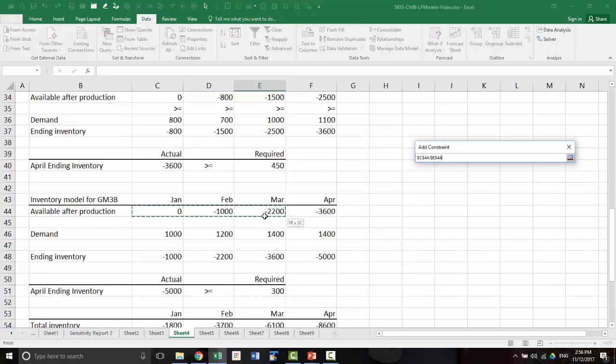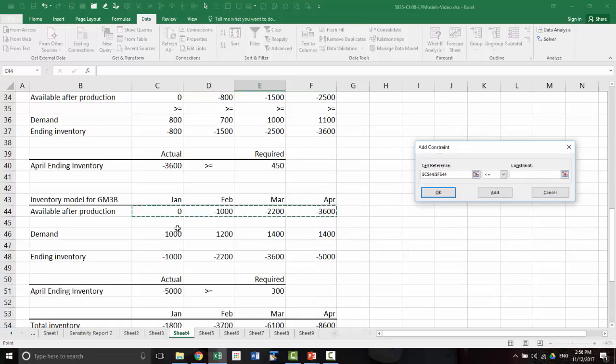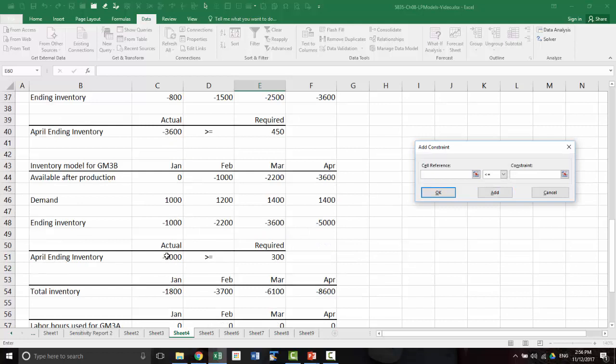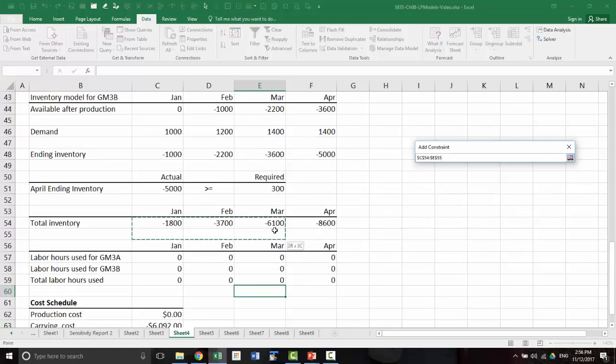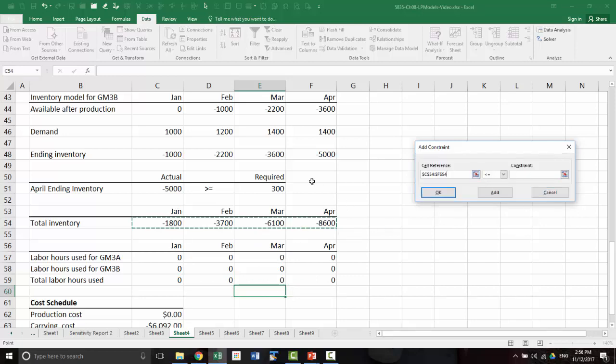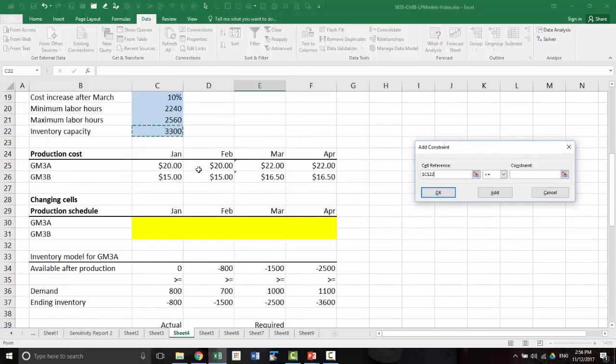Then the B. So this is available, and I forgot to put the label, I'm going to do it in just a second. Greater than or equal to demand. Add that, and the April ending inventory must be greater than or equal to required. Add that. And then, of course, your total inventory will have to be less than or equal to the warehouse capacity.